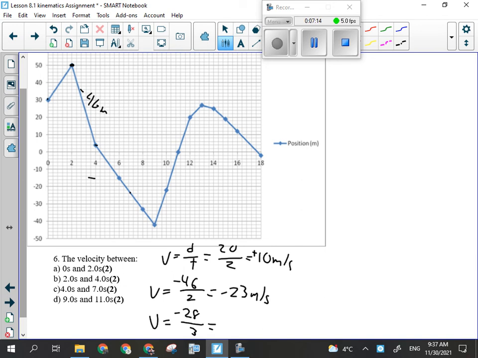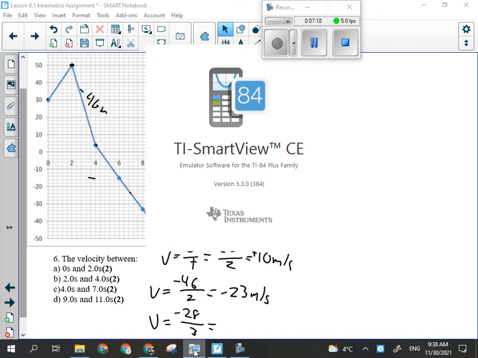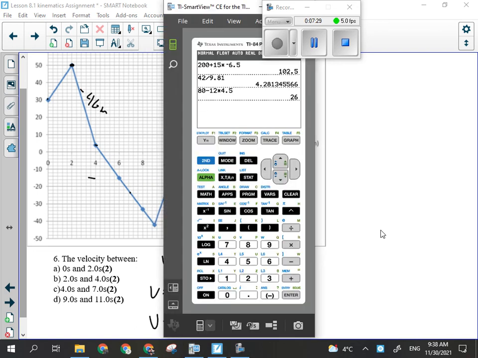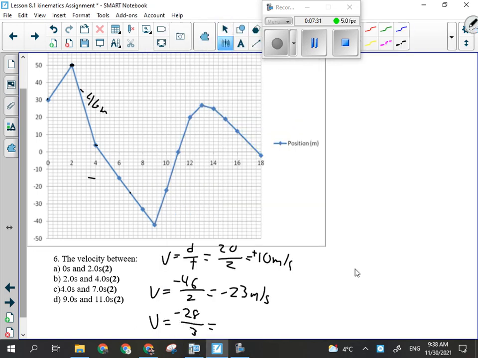So, that wasn't fun. You can't do that one in my head. It comes up to a decimal. 9 point something, right? 9.33. Okay. And it's negative 9.3 meters per second for that one.